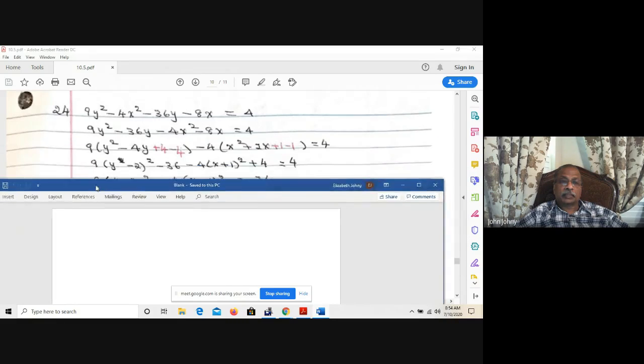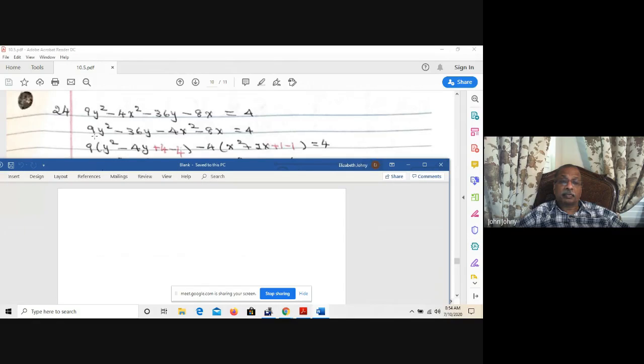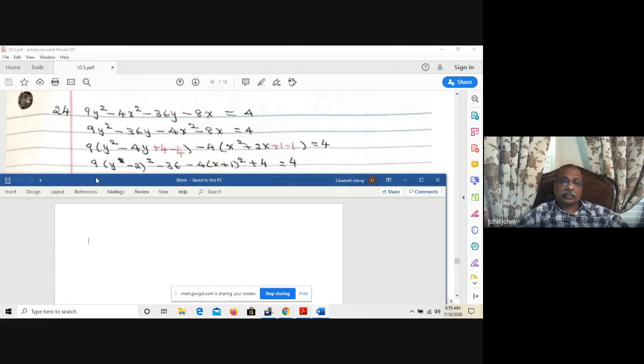Now you factor out a 9 from the first two terms. It becomes 9 times y square minus 4y. Pull out a minus 4 from the second, third and fourth. Negative 4 times x square plus 2x. Now you complete the square. Here you add and subtract a 4. Here you add and subtract a 1, because this 4 is the square of 1/2 of the coefficient of y. Now factor 9 times. This is a perfect square trinomial.